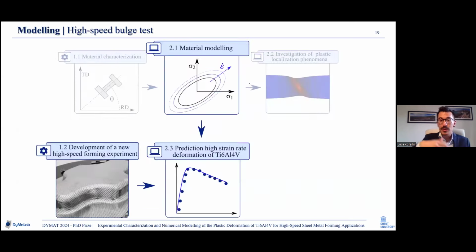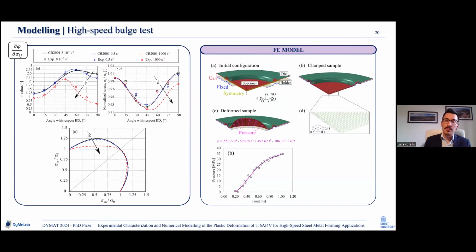And finally, going to the prediction of the deformation of this titanium alloy during the high-speed forming experiment, I identified the anisotropic model for three different datasets: quasi-static, intermediate, and dynamic data. And here you see also the change in the yield surface for the high strain rate experiment. And this change is, of course, in order to accommodate the drop in Lankford coefficient. And on the right-hand side, a schematic representation of the finite element model.